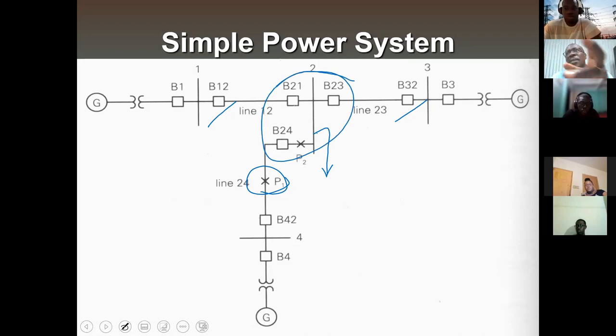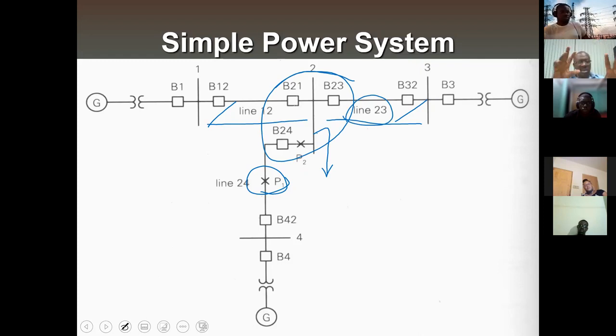Now, based on the fact that this is a transmission line, you can have a situation where once a breaker on the line trips, then it trips both ends. But that would be based on the protection for the line. So let me go again.